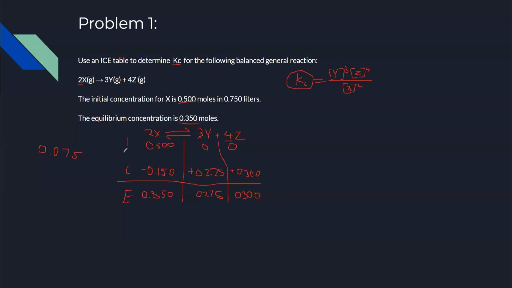Now we have to convert all of this into molarity. And so there's 0.750 liters. To get molarity, you have to divide moles by liters. You can use a calculator for this. So let's do 0.350 divided by 0.750 to get a molarity of 0.467.